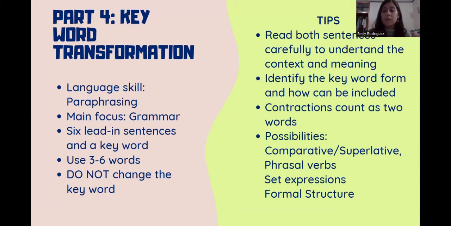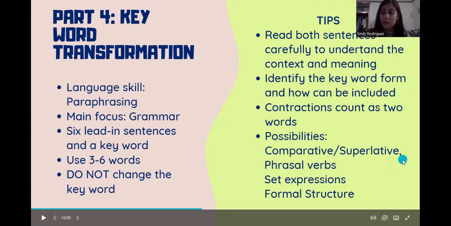Some tips to do this are, first, to read both sentences in order to understand the content and the meaning. Then identify the keyword and how it can be included. Contractions count as 2 words, so be careful with that. And also there are 4 possibilities: comparative and superlative, phrasal verbs, set expressions, and formal structures.